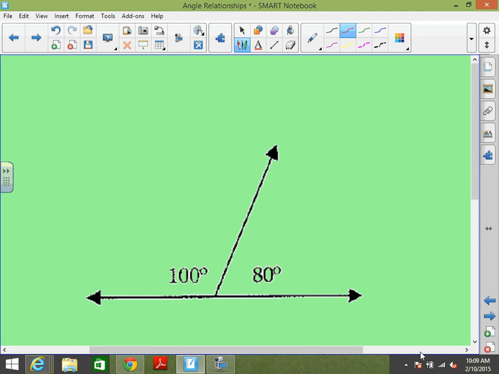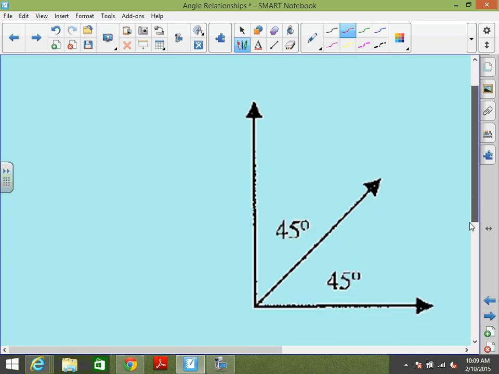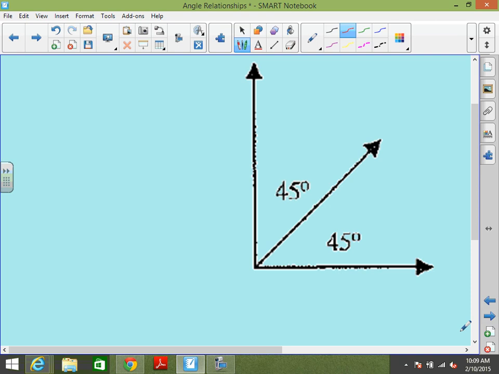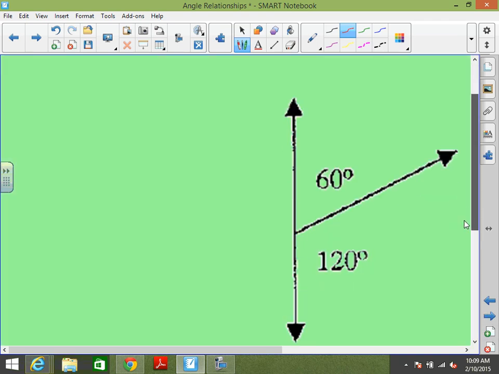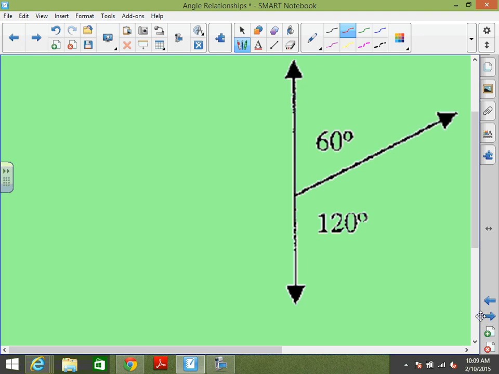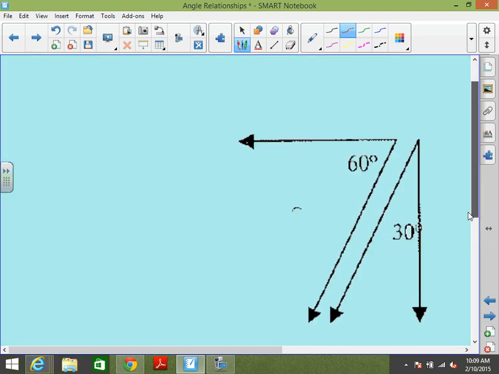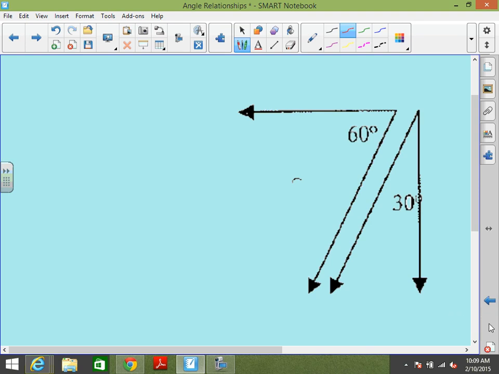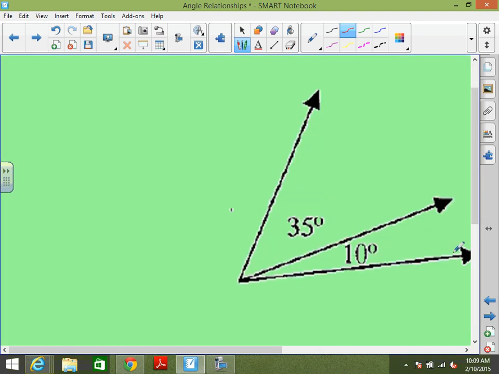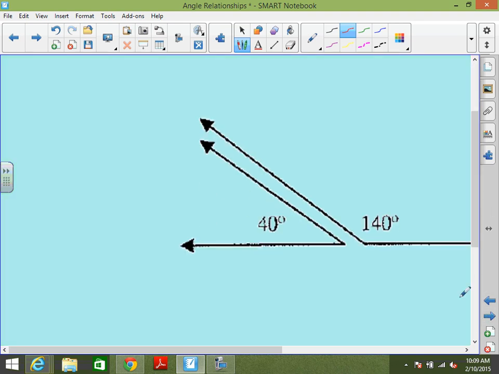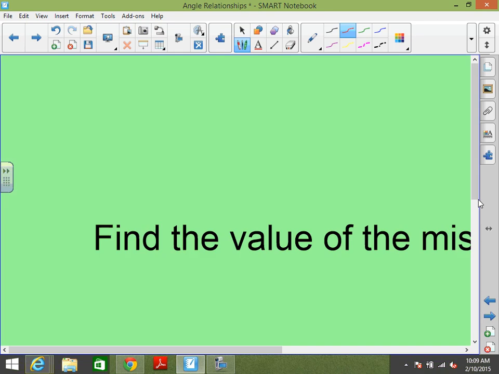Complementary, supplementary, or neither? Supplementary because it equals 180. Complementary, supplementary, or neither? Complementary. Why? Equals 90. Complementary, supplementary, or neither? Supplementary. Good. Complementary or supplementary? Complementary. Good. Complementary or supplementary? Neither. Excellent. Complementary or supplementary? Complementary. Excellent. Okay, now we're looking for the missing angle measures.